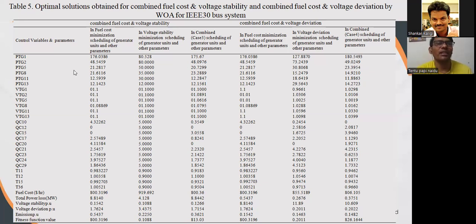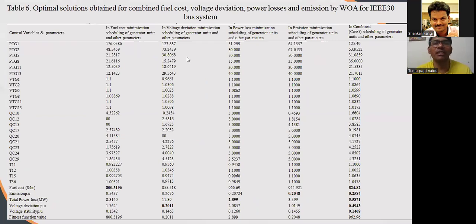Next, in the IEEE 30 bus system, we consider the multi-objective case using the Whale optimization algorithm. Individually, fuel cost is the main objective, second is voltage deviation, third is power loss, and similarly emission. In the first case, fuel cost is the main objective, which is 800.3196. My focus is only fuel cost.